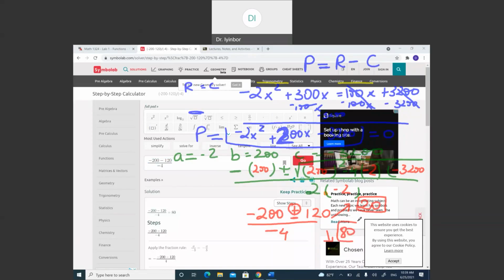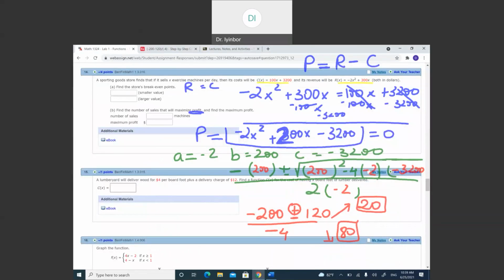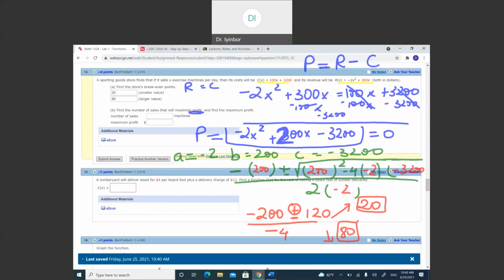So my two answers are going to be, I'm done with my calculator. So I have two break-even points. The break-even points are 20 and 80. First I'm going to put the smaller one, which is 20, and the other one is going to be 80. So what that means, here they're talking about exercise machines. If they produce 20 exercise machines or 80 exercise machines, they're going to break even. So that's what that means.